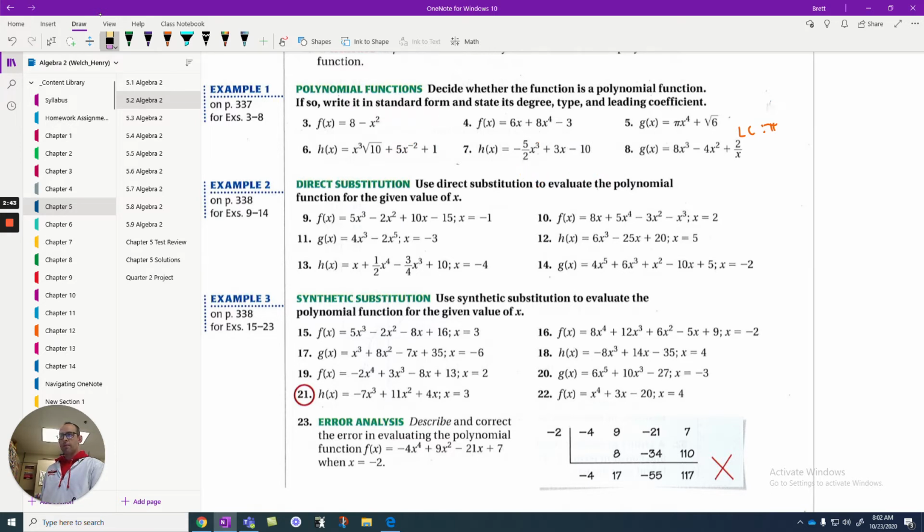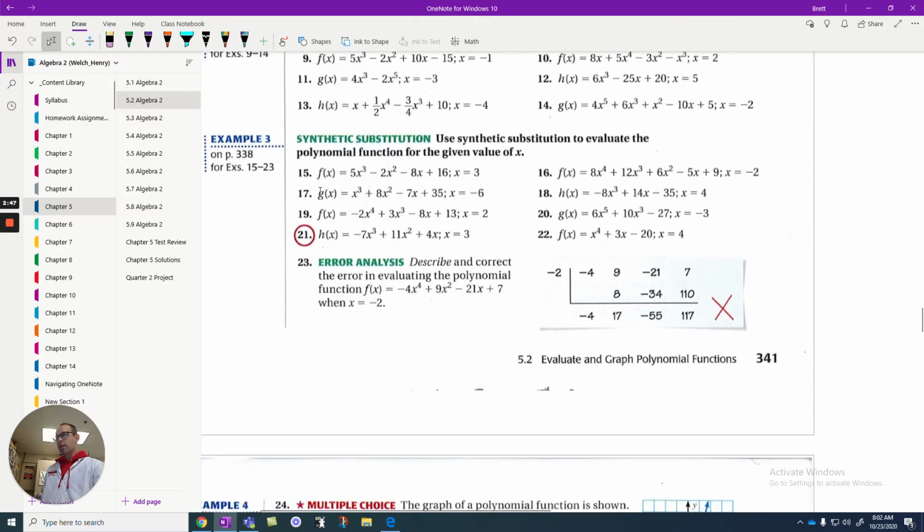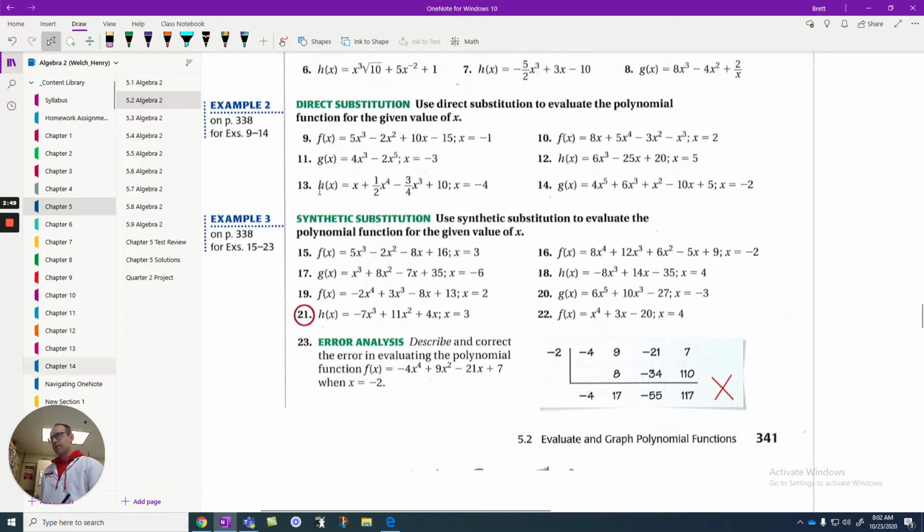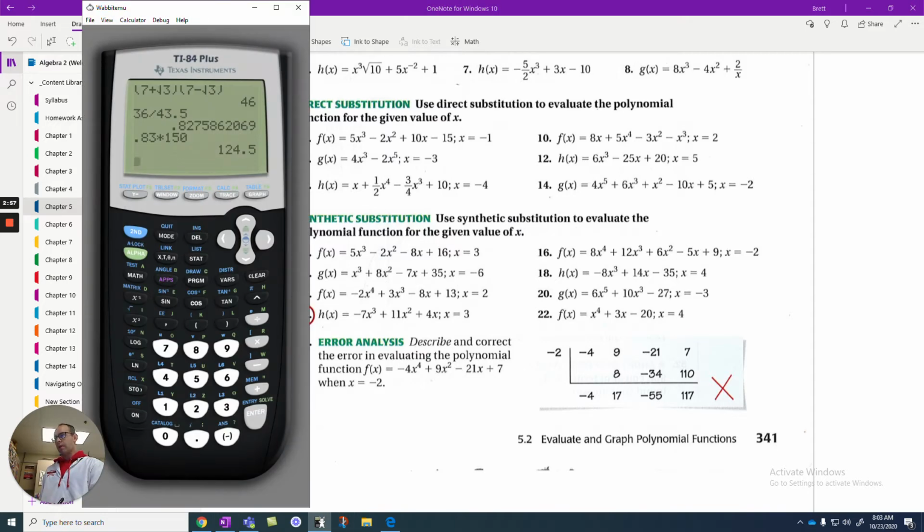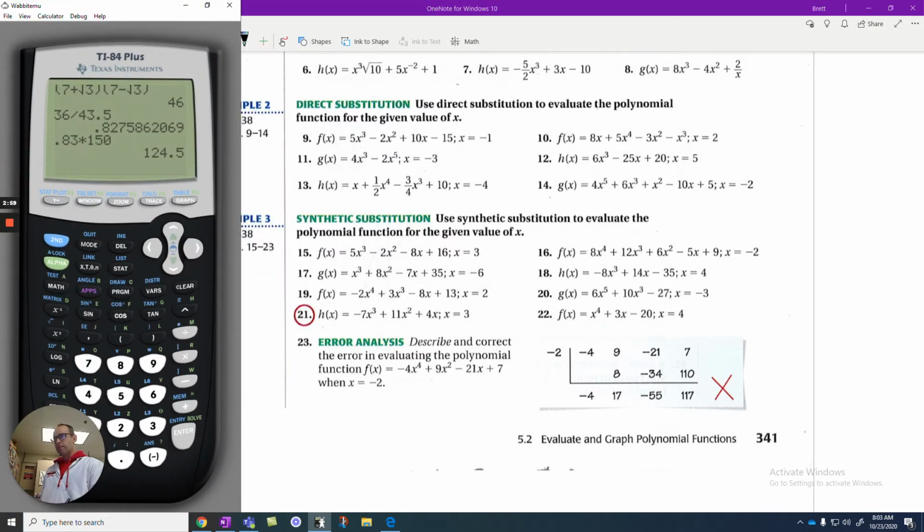All right. So from here, we're going to go down and we're going to talk about our direct substitution versus our synthetic substitution. Okay, so let's take an example, we'll do question number 9. Get the calculator pulled up here. Let's just look at number 9. It has 5x cubed minus 2x squared plus 10x minus 15.